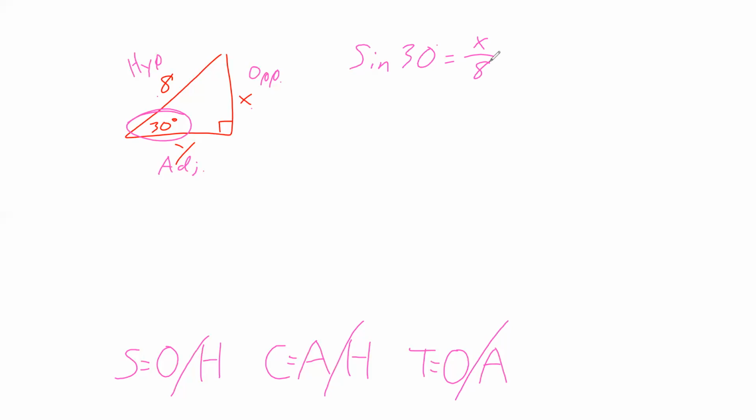Now, we are going to solve this equation. So what are we solving for? Well, we're solving for x. In order to get x by itself, we need to get 8 over to the other side. Currently, 8 is being divided. So what's the opposite of dividing? Multiply. So we're going to multiply both sides by 8. On this side, we now have 8 times sine of 30. On the other side, if I multiply that by 8, 8 cancels out, and we just have x.